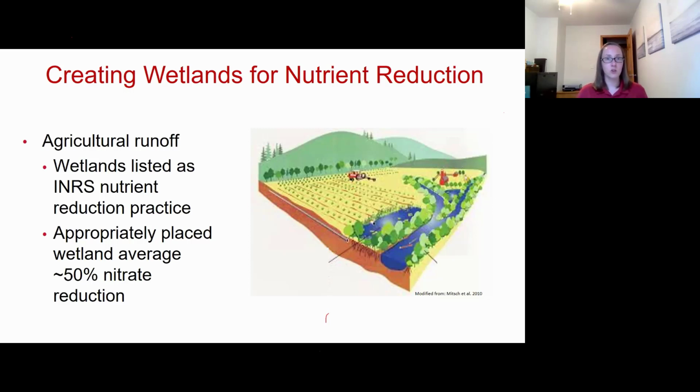Wetlands created for nutrient reduction are a practice listed in the Iowa Nutrient Reduction Strategy. And in appropriately placed conditions, wetlands have shown to reduce nitrate by about 50% on average. And some of the types of nutrient reduction wetlands we see in Iowa are creek wetlands found in the Des Moines Lobe, as well as multi-purpose oxbows, which are found in riverine settings.